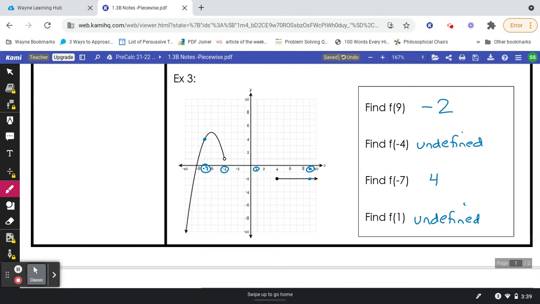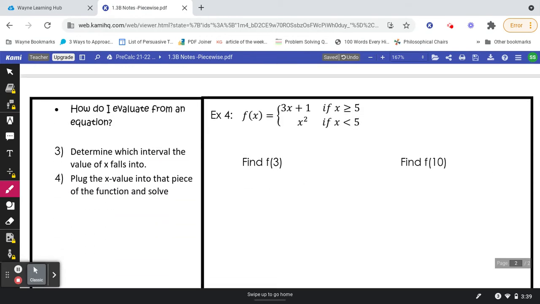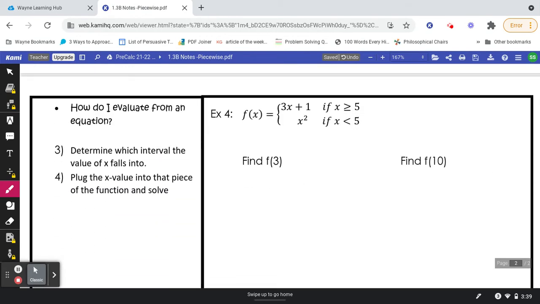So that's how we do it for graphs. Let's talk about how we do it for equations. So, apologies, these should be 1 and 2. I just kept on numbering from the other side. All right, so from an equation, you have two categories, two pieces that things could happen in, and this is kind of our check area.